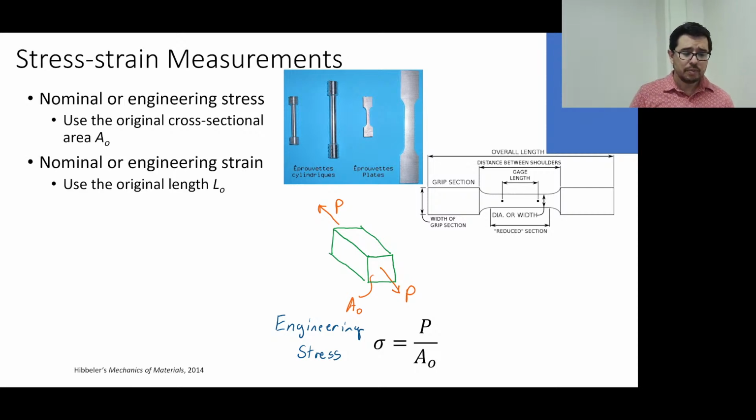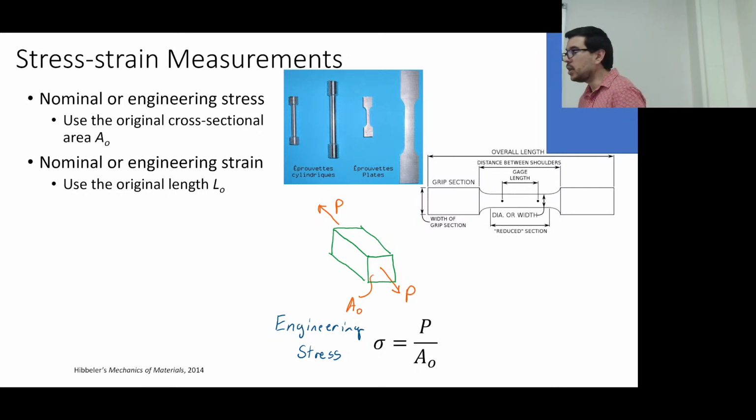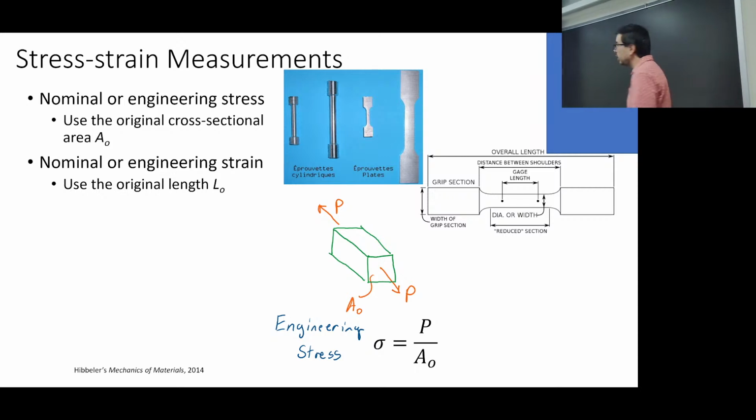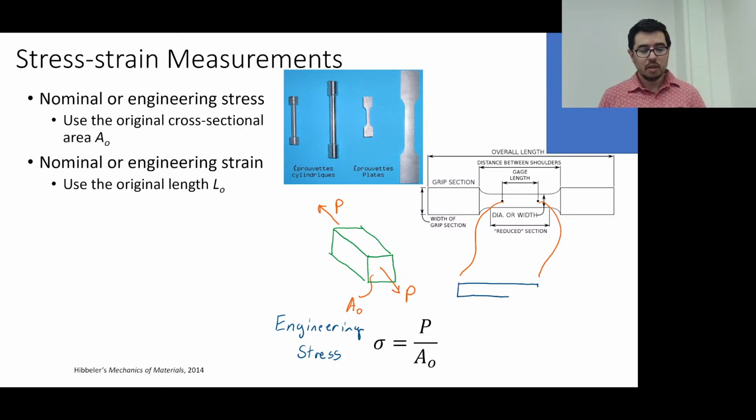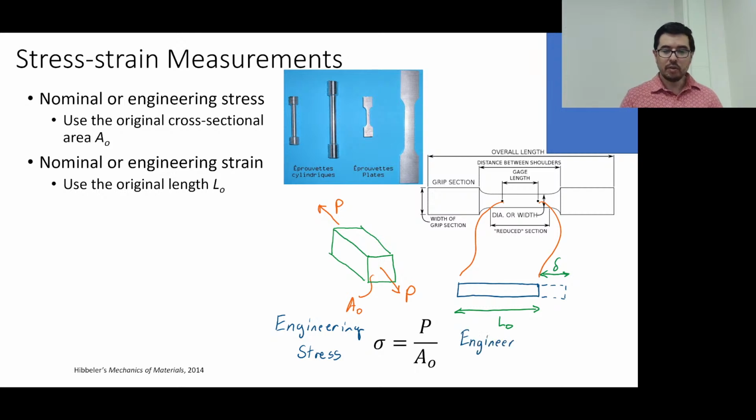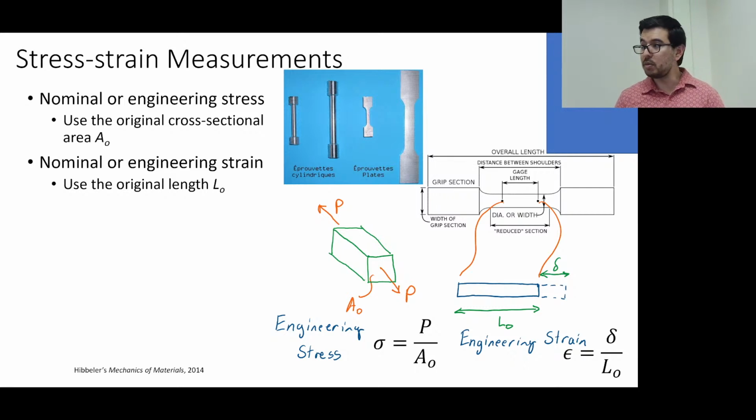The engineering strain is going to use the nominal length L naught, and that's just what we call delta over L naught. Here are a couple of things. This quantity right here is the initial length. This is the delta, that's how much it's straining. But that's not strain, right? Delta has units of length. We've been through this a little bit now. And so if we go delta over L naught, that's the strain.